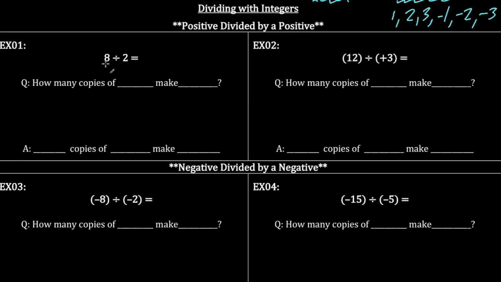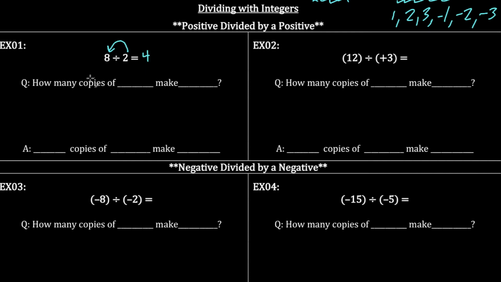So, dividing with integers. 8 divided by 2. Now, you can think about this as taking 8 and dividing it into two groups, right? But one other way, one useful way, is to think how many 2's fit in 8? How many 2's create 8? How many 2's make 8? We know that that's 4. 8 divided by 2 is 4.